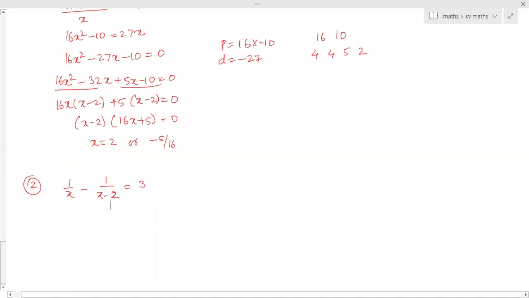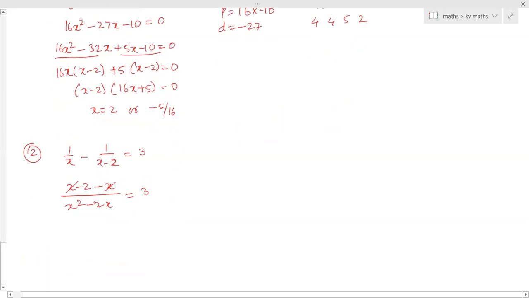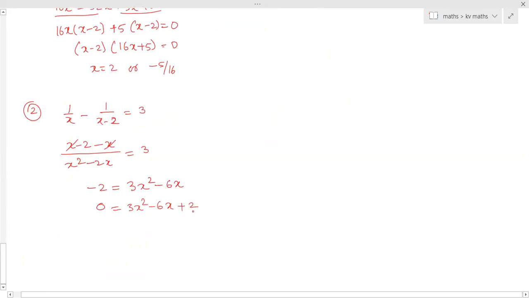So it cannot be solved by middle term splitting. Here the LCM gives (x minus 2) minus x by x square minus 2x is equal to 3. x gets cancelled. Cross multiply: minus 2 is equal to 3x square minus 6x. So 0 is equal to 3x square minus 6x plus 2. The product needed is plus 6 and the sum needed is minus 6. How is it possible? Not possible, other than 4 that is not possible. So therefore this we have to solve by formula.